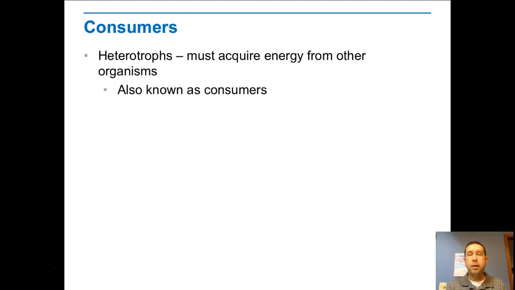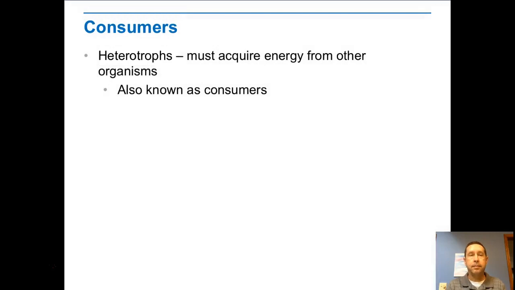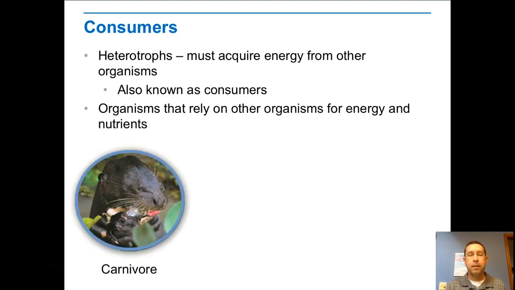Consumers are the second group of organisms. They are heterotrophs, and they must get their energy from eating other things. Organisms that rely on other organisms for energy and nutrients are consumers, or heterotrophs. There are different kinds of consumers.